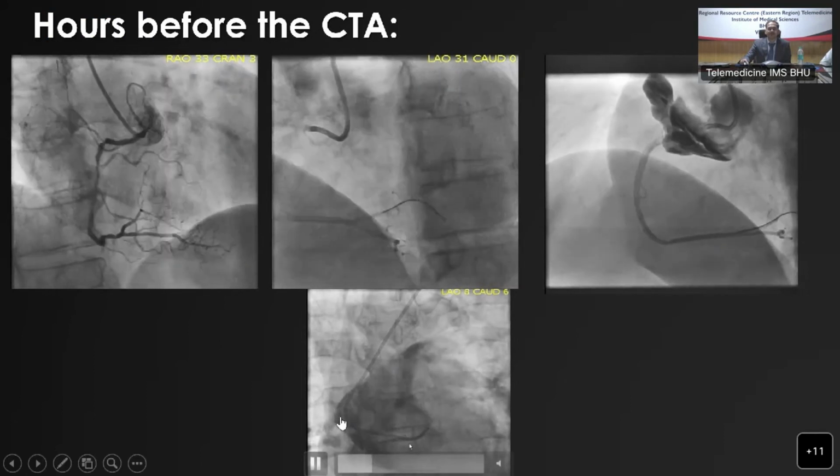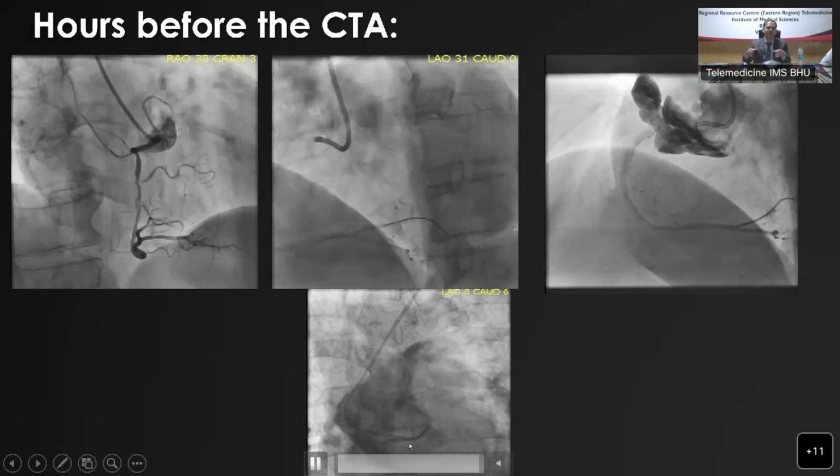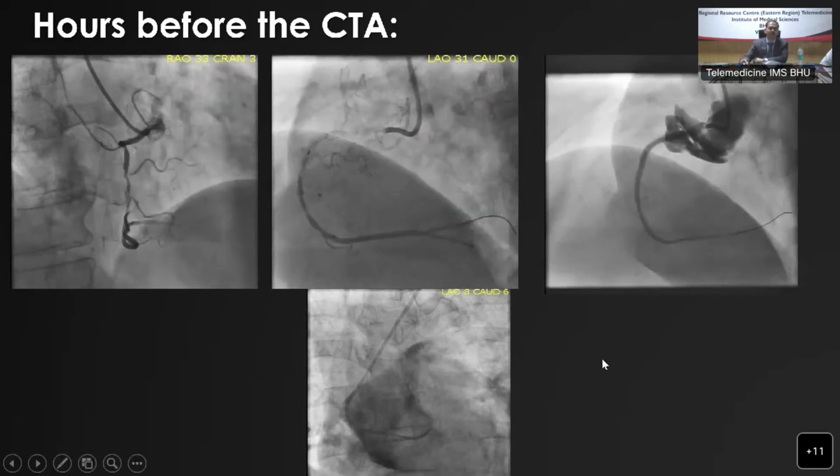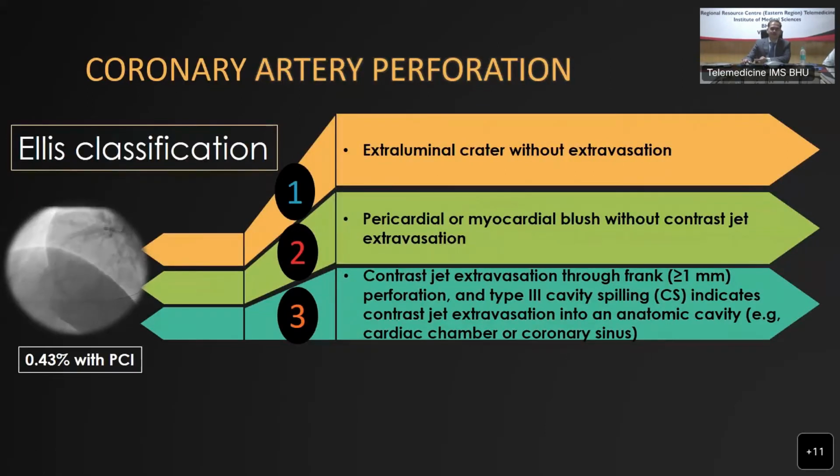You can see that the contrast spreads around the pericardial sac, and you know that the pericardium wraps around the ascending aorta as well as the aortic root. So this is a case of coronary artery perforation. Coronary artery perforations are classified according to the Ellis classification, types 1, 2, and 3.